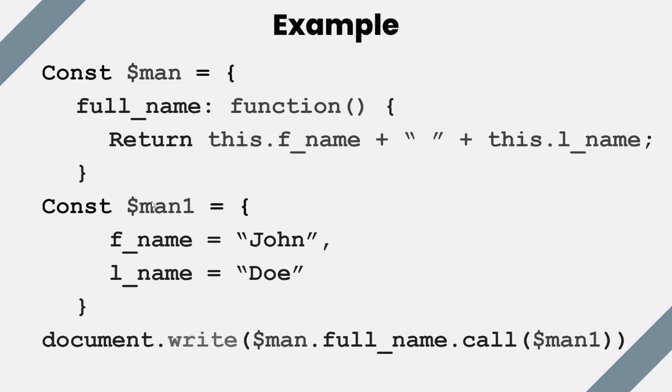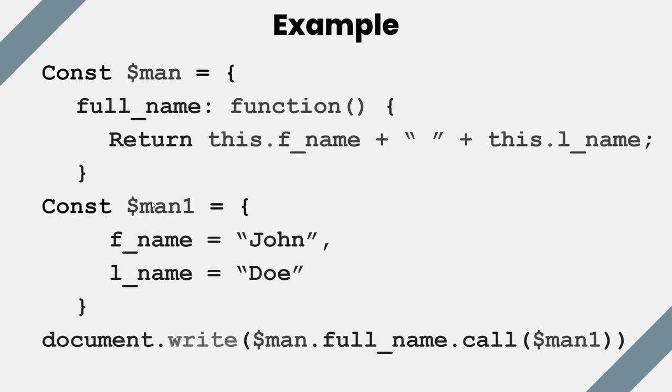Here we have a brief example of how this can be done. You can see in the very first object, which is $man, we declared a key value pair, which is fullName with a function serving as its value. This function returns this.f_name, concatenated with this.l_name. Now, if you notice very well, within this particular object, we do not have a first name and a last name. We only have a full name.